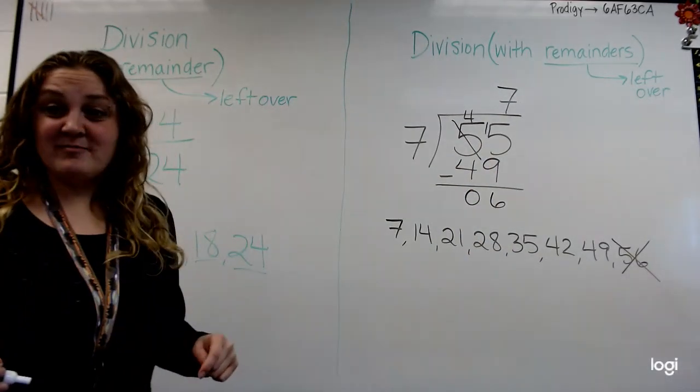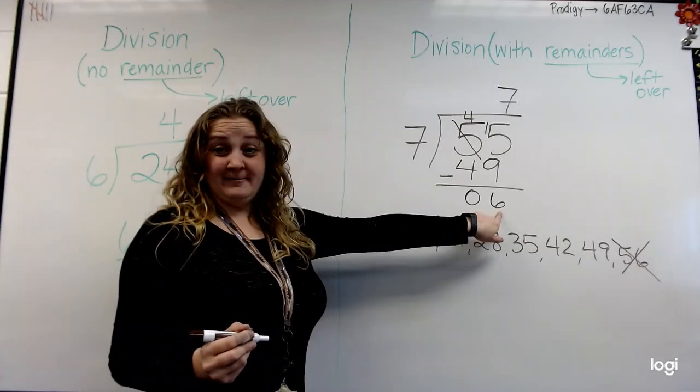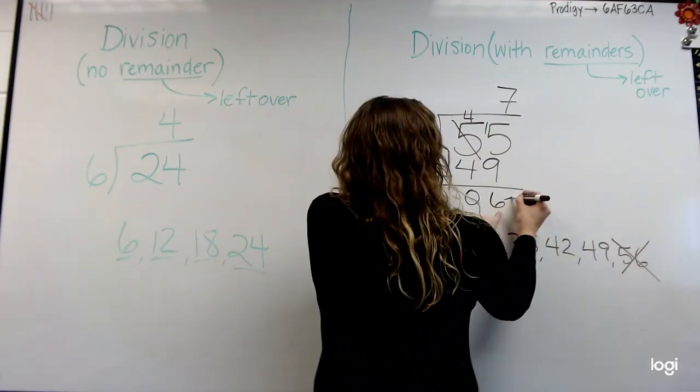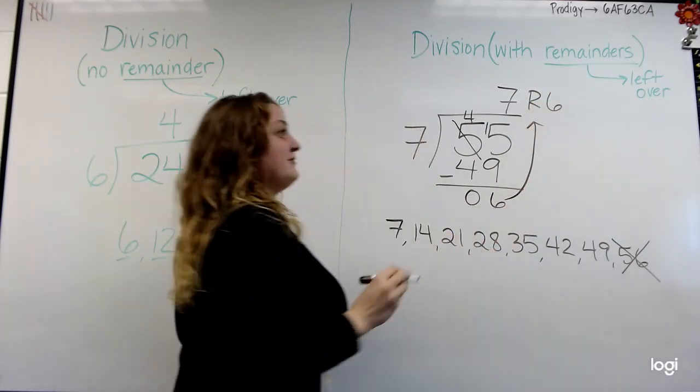So this time my remainder is a whole lot bigger. Okay? I have 6 left over. And that's okay. Remember, your remainder always has to run up here to the top. 7, remainder 6.